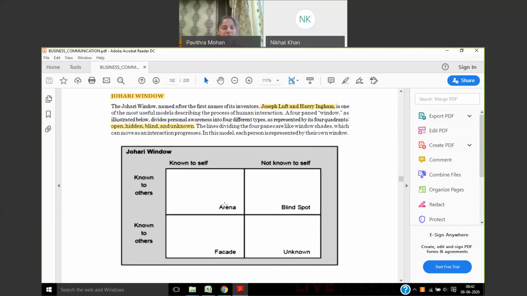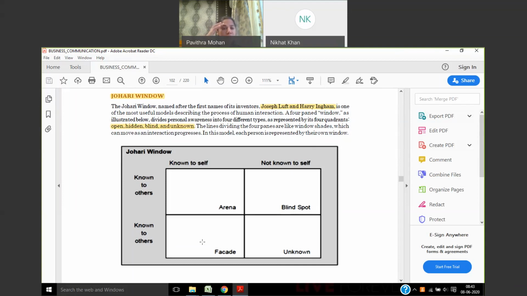Open quadrant means it is an information which is known to me and it is known to others also. Now lockdown is being implemented, so I know it, even public at large know it. If that is the case, it is open arena. The next one is known to self, not known to others. That is, I know the information, but others don't know.